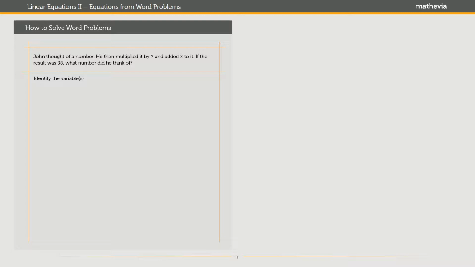So basically at this point we're looking for a number, okay, the number that John thought of. Okay, and basically I'm going to call that number X. So John thought of a number and that number was X. Now the next thing we want to do is define the various parameters and identify their relationships. Basically, we just want to work with the information that we have. Okay, he multiplied it by 7 and he added 3 to it.